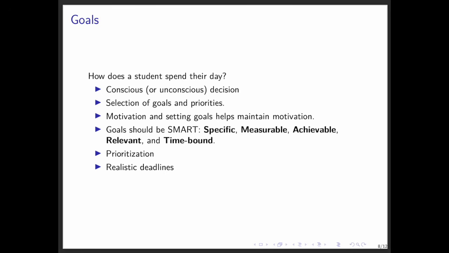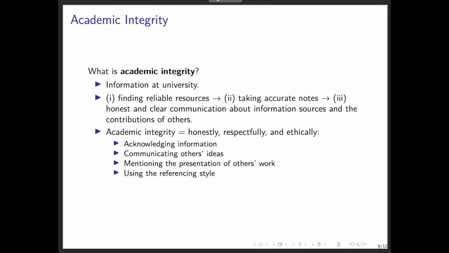Another pillar of success is integrity. Academic integrity is the foundation of university life. It starts with finding reliable resources, continues with accurate note-taking, and ends with honest communication. It means acknowledging sources, citing ideas correctly, avoiding plagiarism, following the required referencing style, and ensuring all your submitted work is truly your own.